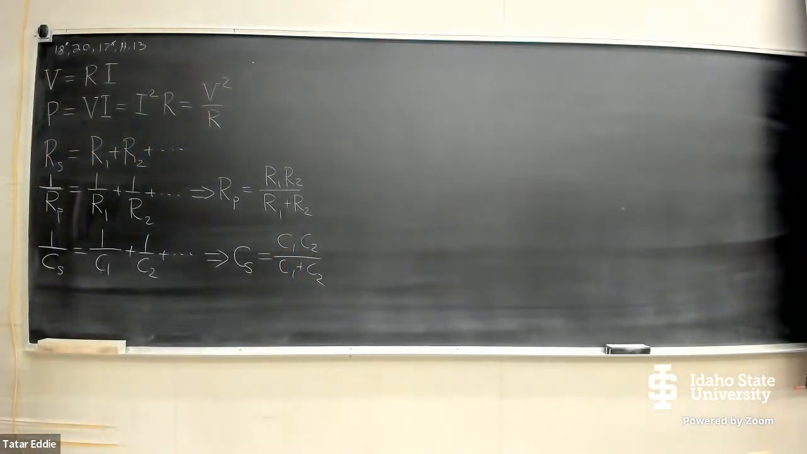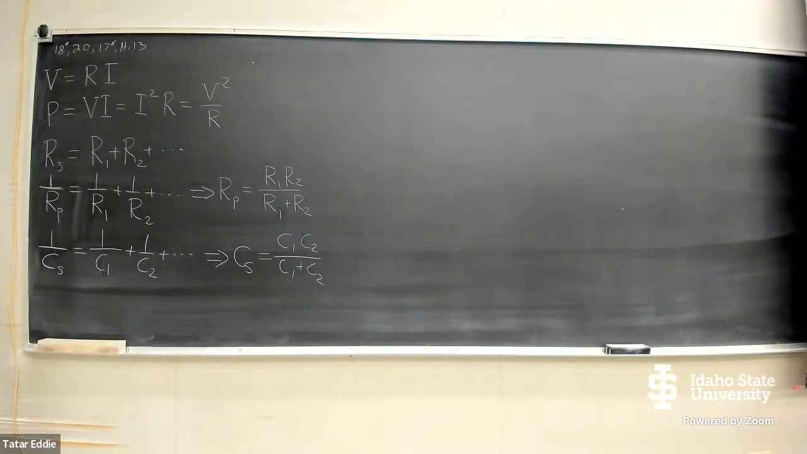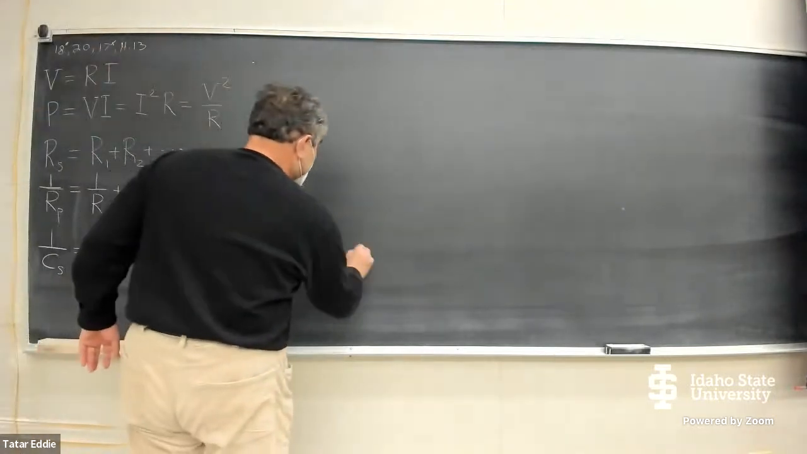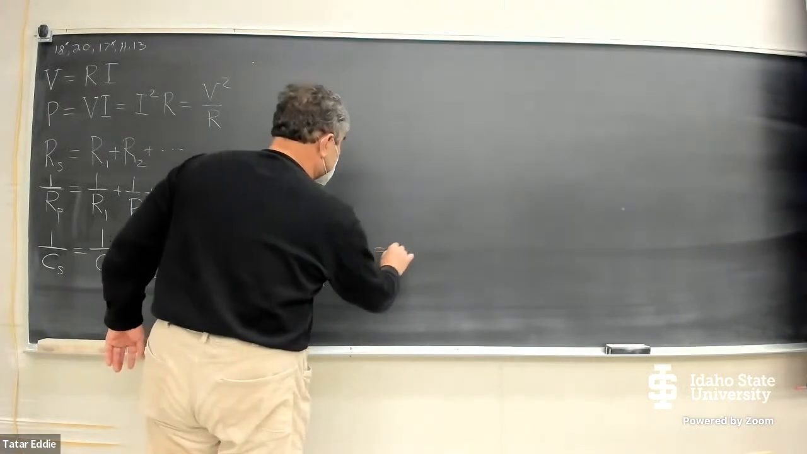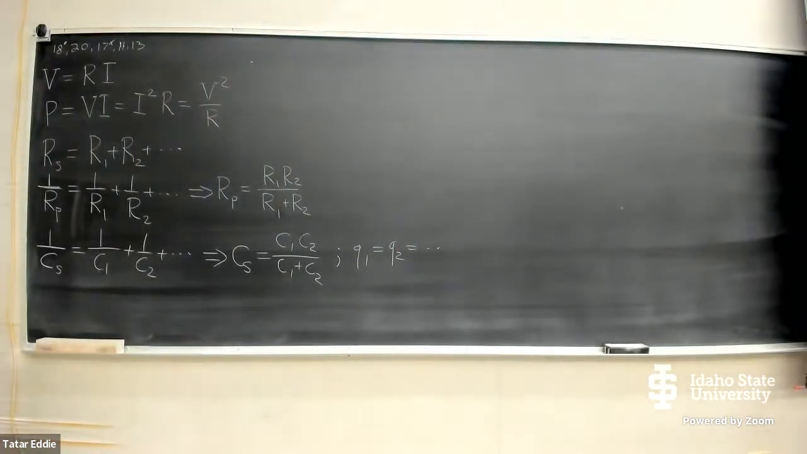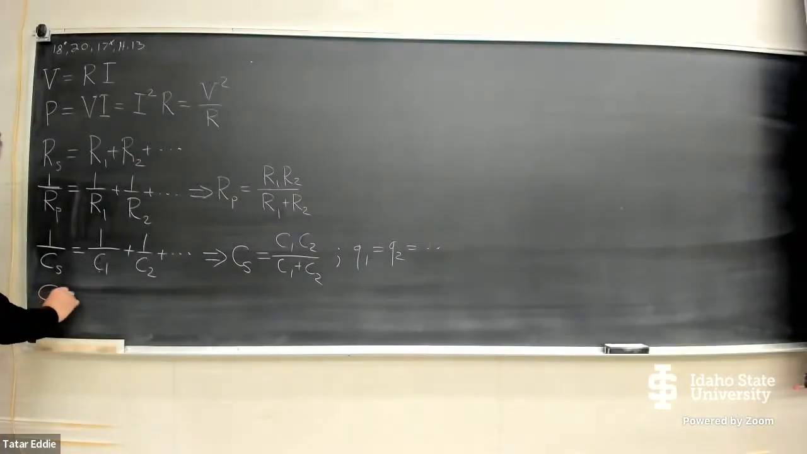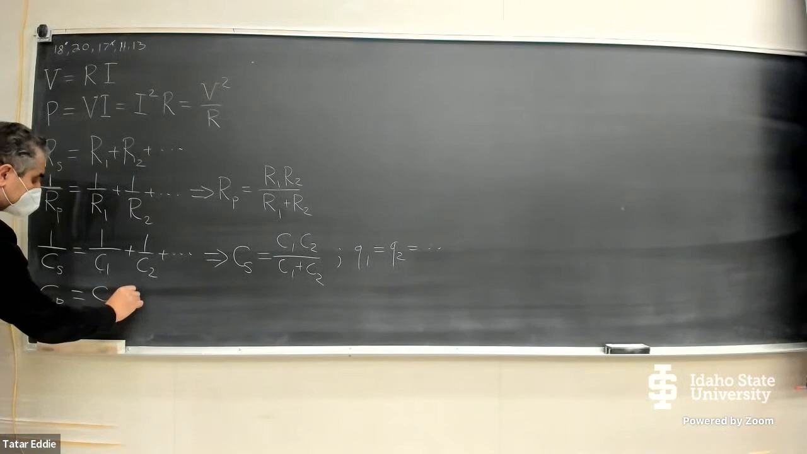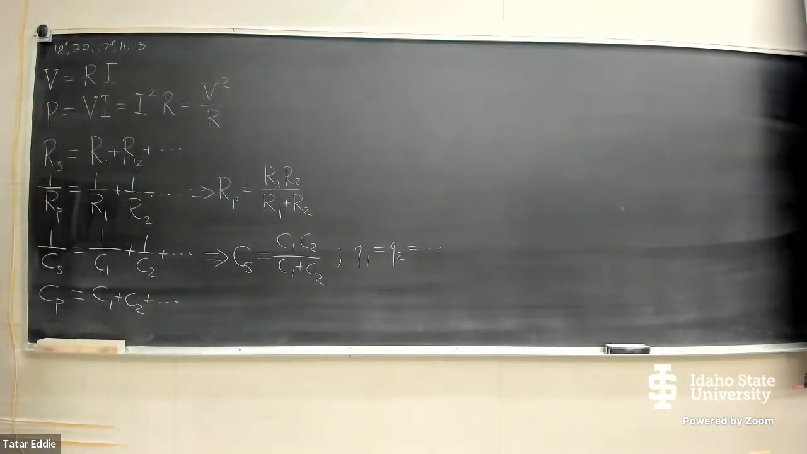What you also have to keep in mind is that when you have capacitors connected in series, they must carry the same charge on their plates, no matter if they have the same capacitance or different capacitance. The charge from the first one should be equal to the charge from the second one, should be equal to the charge on the plates of the third one, and so on. Capacitors connected in parallel give equivalent capacitance equal to the sum of the individual capacitances.